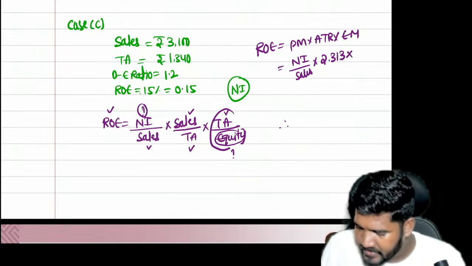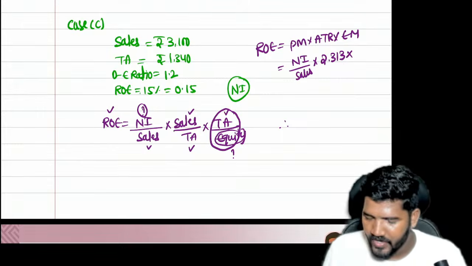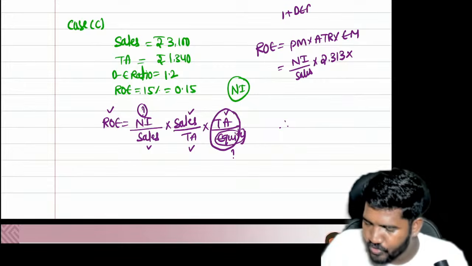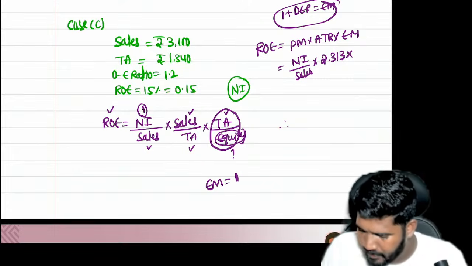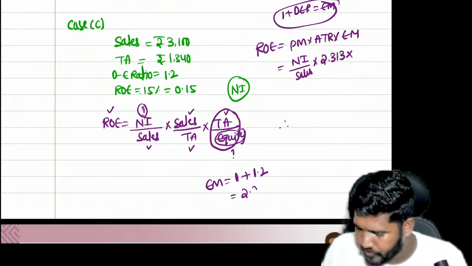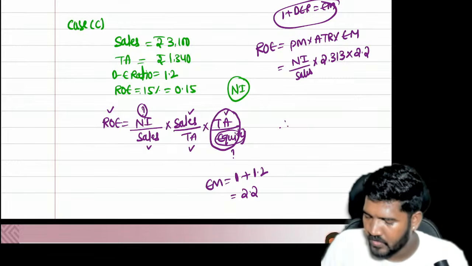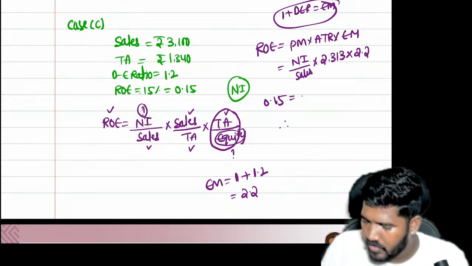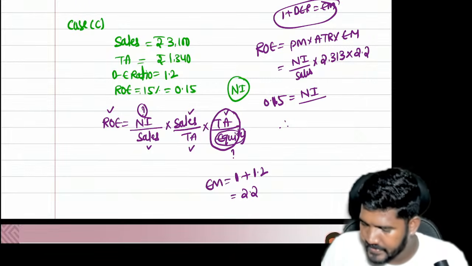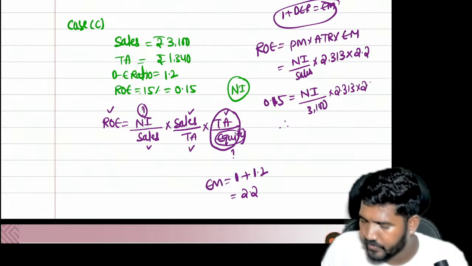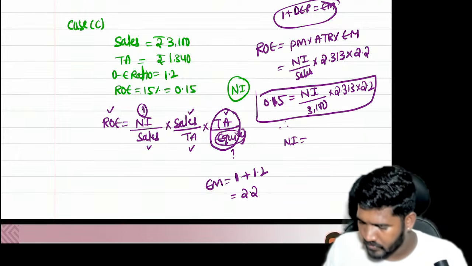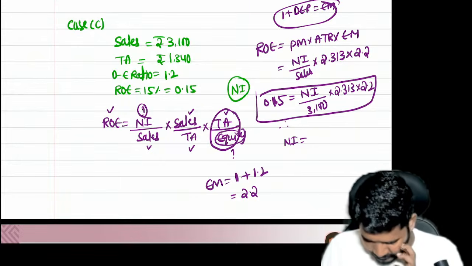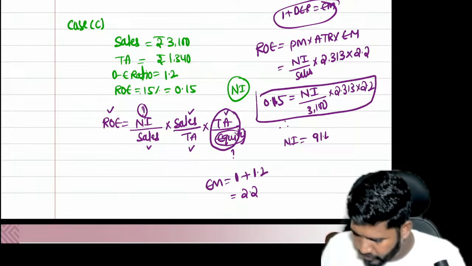So there is no direct calculation of total assets divided by equity, but there is an alternative calculation. 1 plus debt equity ratio equals equity multiplier. So equity multiplier equals 1 plus 1.2, that is nothing but 2.2. Now return on equity 0.15. Net income I don't know. Sales I know. 3100 into 2.313 into 2.2. So if you solve this, you will get the net income answer. The net income equals 91 point.